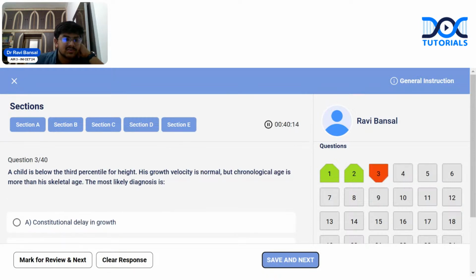The most likely diagnosis: the child is below the third percentile of height, so a short stature case. This kind of question came in May INI. His growth velocity is normal, but chronological age is more than his skeletal age. They want to say his skeletal age is less than chronological age. So, since the velocity is normal, this is constitutional delay, where the child is below the percentile, and this is the line which gives you the answer.